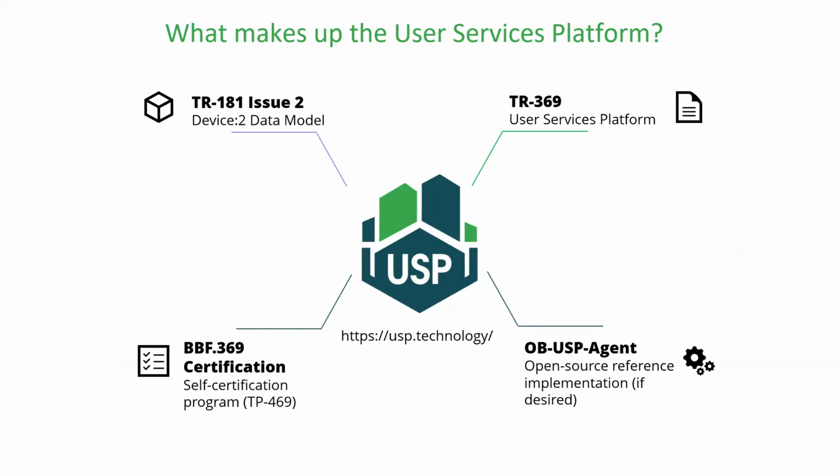But it is also the TR181 data model. It is the BBF 369 certification with the associated test plan. And it is the Open Broadband USP agent, which is a reference implementation that can be used to build your own implementations. These things work together to make USP a very stable, long-term, future-proof solution. And that's how we like to think that standards should work.